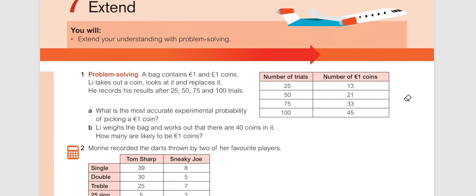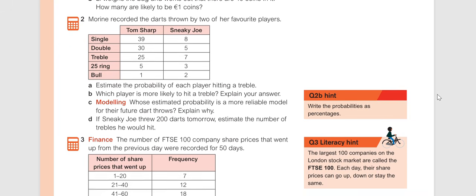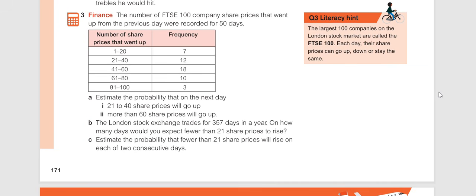Moving on to the extend section, where you will get a mix of different types of questions. So here you can mark question 1, question 2, allowed with a calculator. You have to write the probabilities for part B as percentages, so you are allowed to use a calculator here. Question C also you can use a calculator. Some literacy hints are given there. If you are not familiar with these terms, they have mentioned what they are.